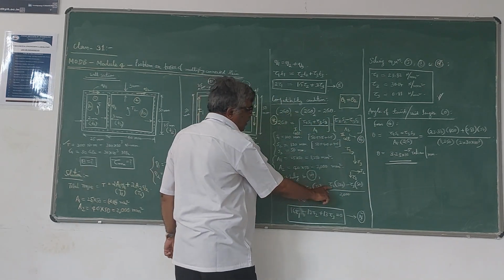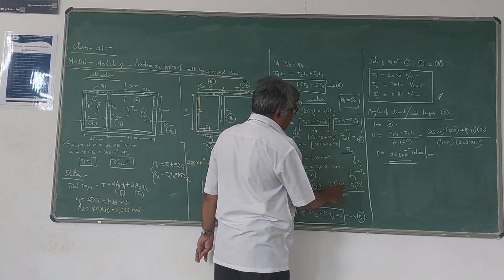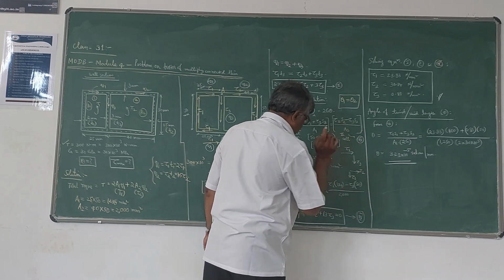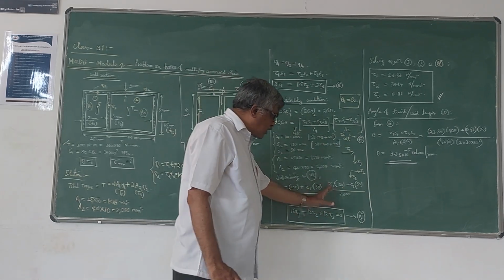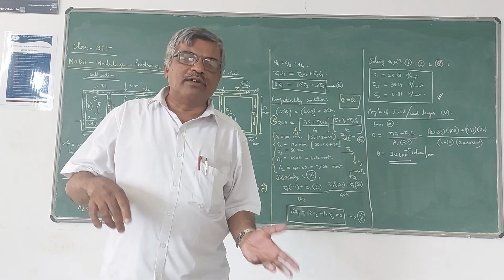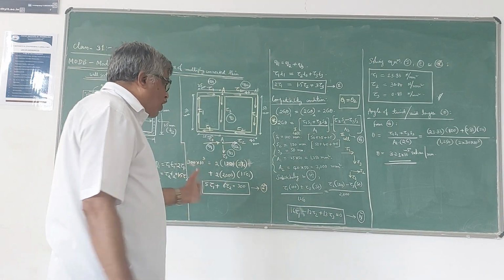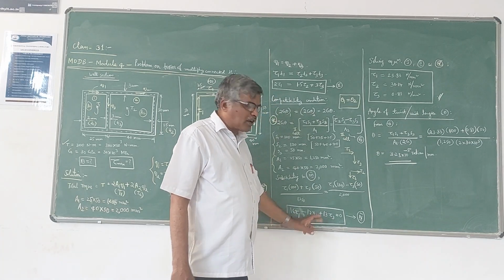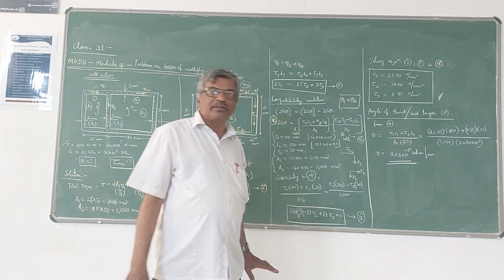So if you substitute the RHS, tau 2 into S2 is 130 minus tau 3 into S3 is 50, divided by A2 is 2000. Now if you simplify this by cross multiplication, you will get another equation in terms of all the three, tau 1, tau 2, tau 3. This is the simplified equation you are going to get. You can call this equation 4.